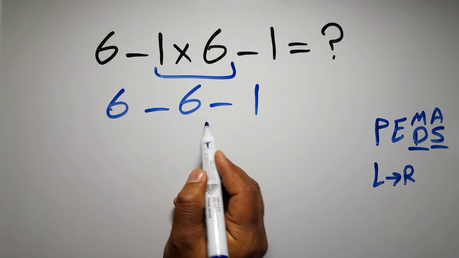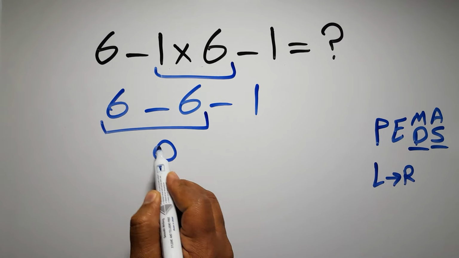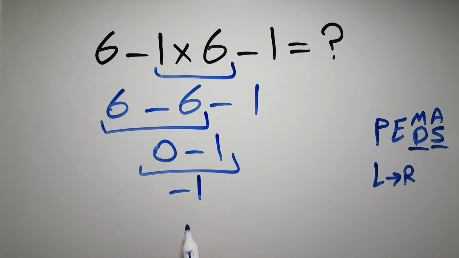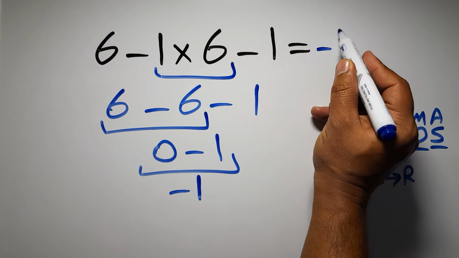6 minus 6 gives us 0. And 0 minus 1 is just negative 1. And this is our final answer to this problem. The correct answer is negative 1.